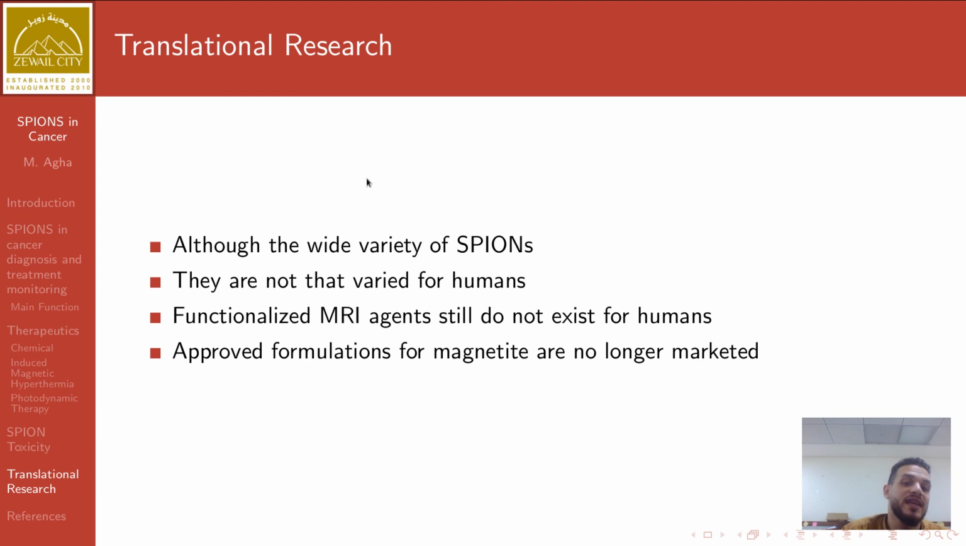And also functionalized mRNA agents still don't exist for humans.